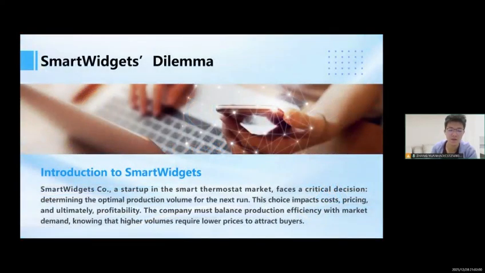Smart Wages is a startup in the small market. They face a critical business dilemma, determining the optimal production volume for their next run. The decision impacts cost, pricing, and ultimately profitability. The challenge lies in balancing production efficiency with market demand, because higher volumes require lower prices to attract buyers.